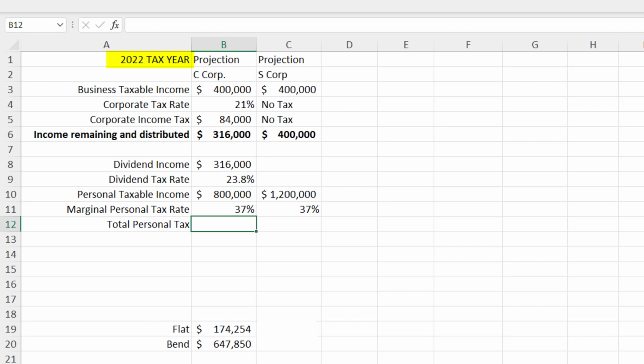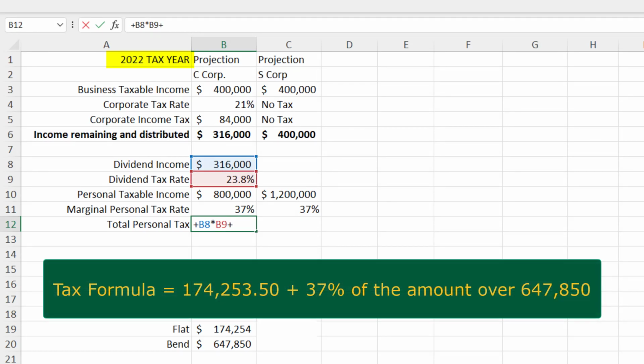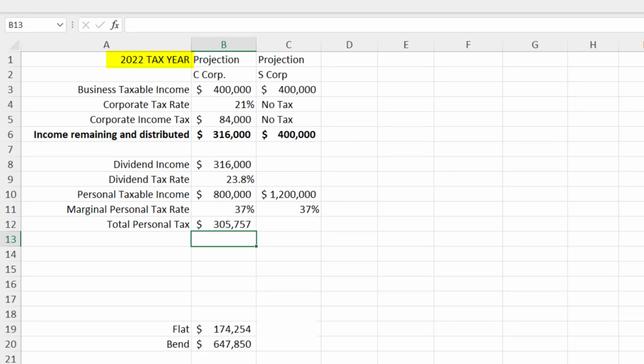So when we calculate our personal income tax, it's going to be made up of two pieces. First of all, we're going to have that tax preference income times the tax preference rate. Second of all, we are going to have the individual income tax rate, and I said that that is made up of the 174,254 plus the amount over the bend point, the 647,850, times that marginal tax rate of 37%. And that gives us an individual income tax of $305,757.